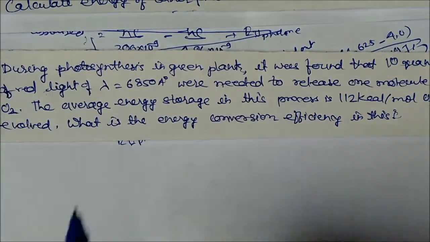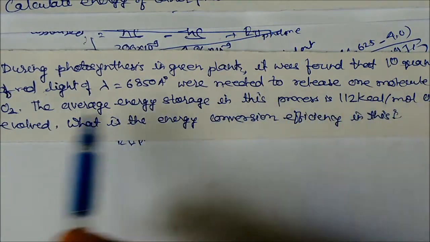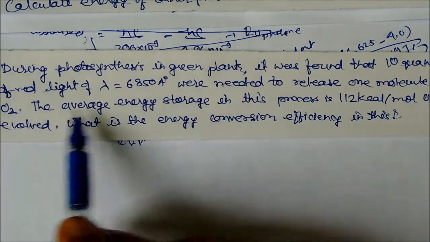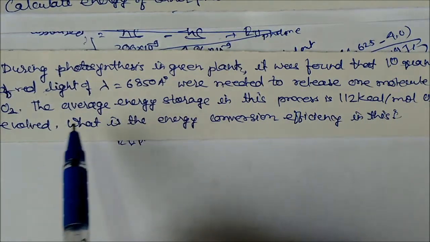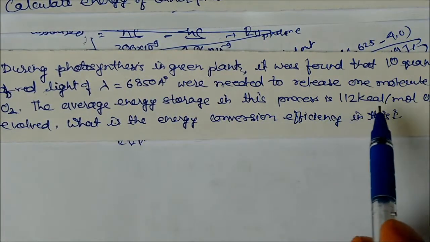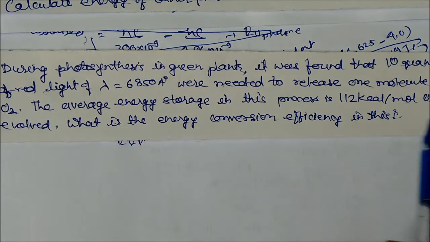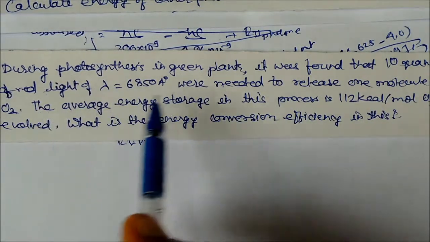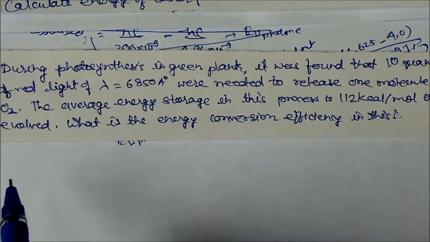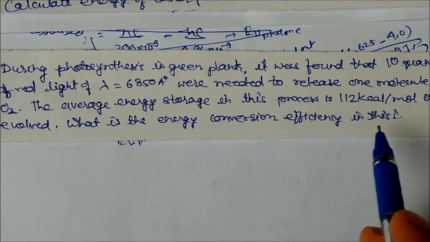During photosynthesis in green plants, it was found that 10 quanta of red light are needed to release 1 molecule of oxygen. So to release 1 molecule of oxygen, we require 10 quanta of this energy. The average energy stored in the process is 112 kilocalorie per mole of oxygen evolved. So when oxygen is evolved, this much energy is stored, and this much energy is given to the molecules. What is the energy conversion efficiency in this?